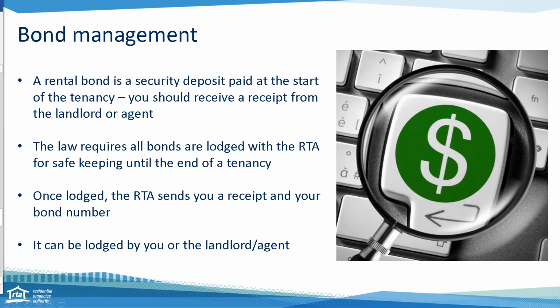A rental bond is a security deposit taken by the landlord or the agent at the start, and they must give you a receipt when you pay it. They must lodge that with the RTA, where we will keep it safe until the end of the tenancy. Once the bond is lodged with the RTA, you will receive a formal receipt and a formal bond number.